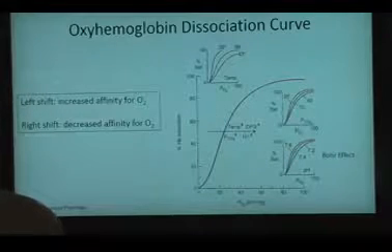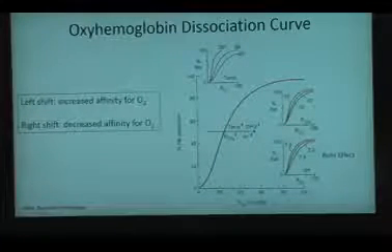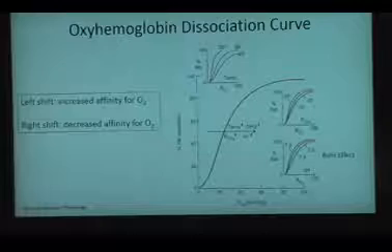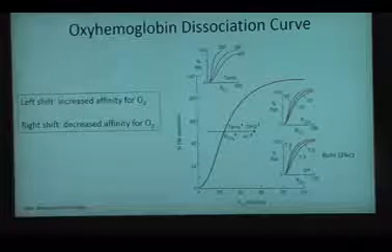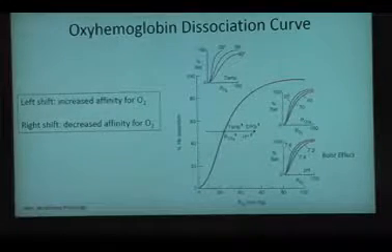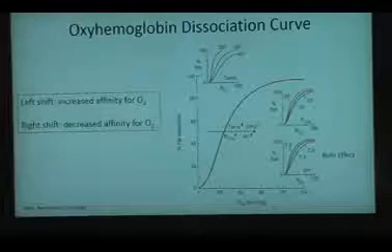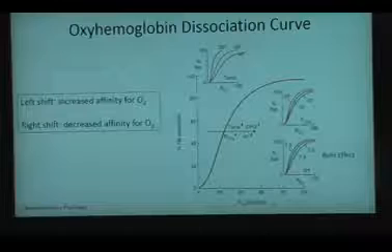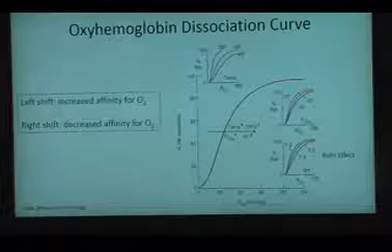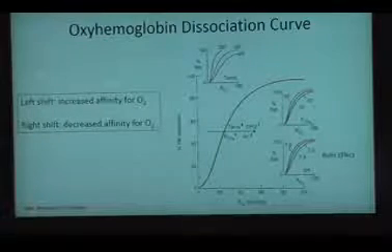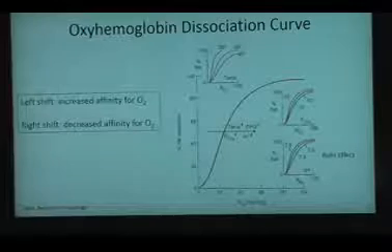The problem with that is that the left shift of the oxyhemoglobin dissociation curve and the higher affinity of hemoglobin for oxygen means that the hemoglobin holds on to the oxygen more tightly and does not release it to the tissues. So you would first think, well, the higher saturation, wouldn't that be good?